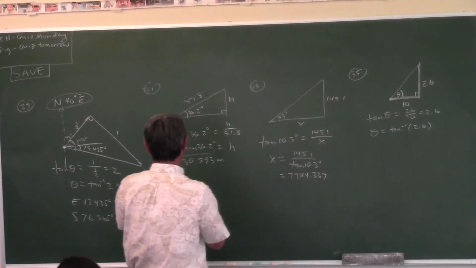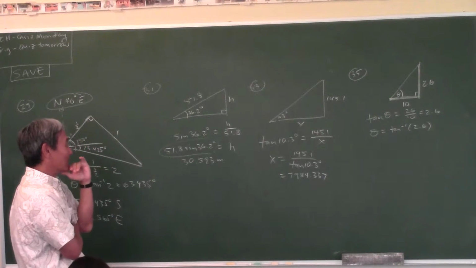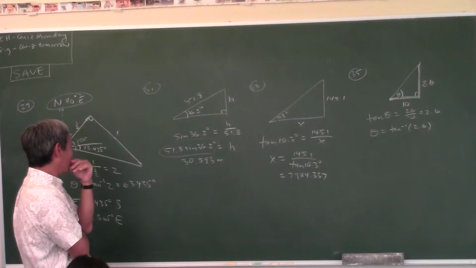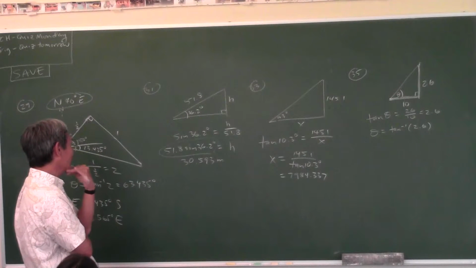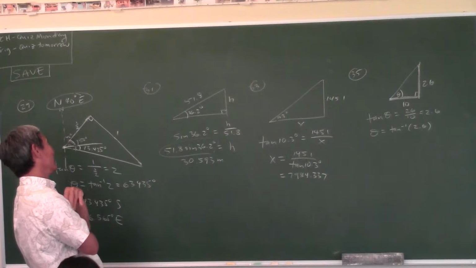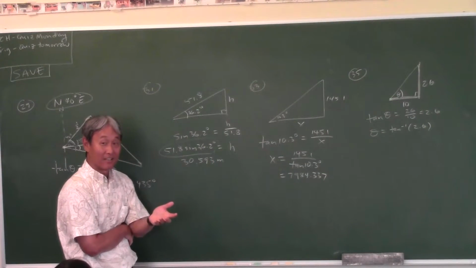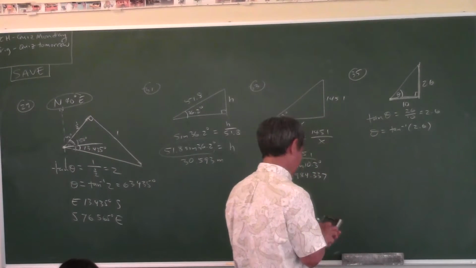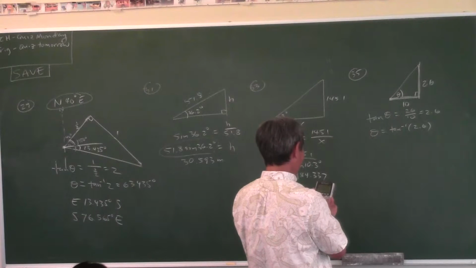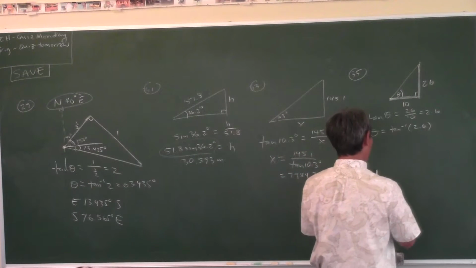Okay, let me try to do this without a calculator. We just did tan inverse 2 over here, 63, so it's going to be bigger than that. But it can't be bigger than 74. So my guess would be 68? 69. I'm just guessing. Tan inverse 2.6, 69? Ah, pretty close.